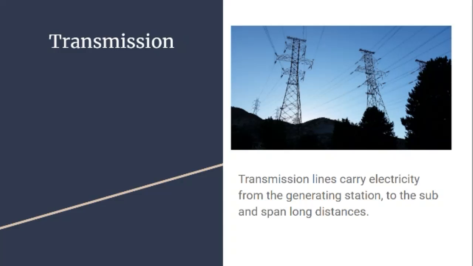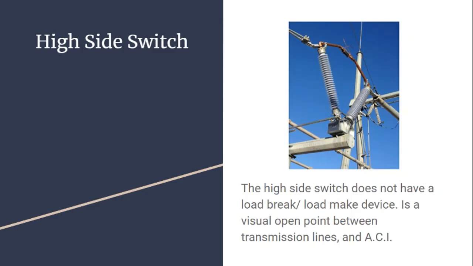And we're going to go in the same method that we have already taught before, going into the substation, a high side switch, ACI, low side, transformer, low side switch. So it's going to be in the same fashion that you saw in those other videos. We're just going to use this for a presentation. Transmission lines carry electricity from the generating station to the substation and span long distances. So transmission is like the interlinked network from the generating station that goes from substation to substation to substation to substation.